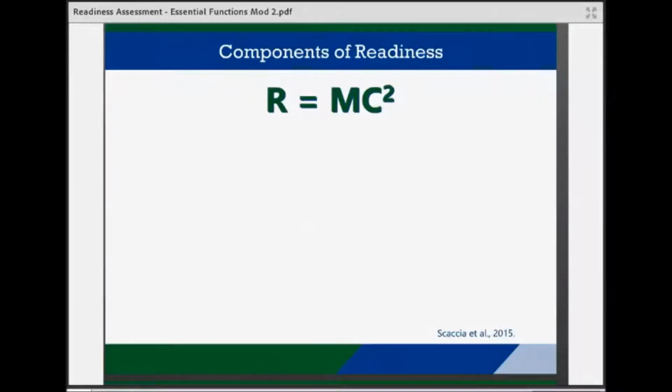As a refresher from Module 1, teams can use an equation developed by a group of readiness researchers in 2015 to help them remember the 3 core components of readiness for implementation. R equals mc squared. Or said another way, readiness equals 1 part motivation and 2 parts capacity.